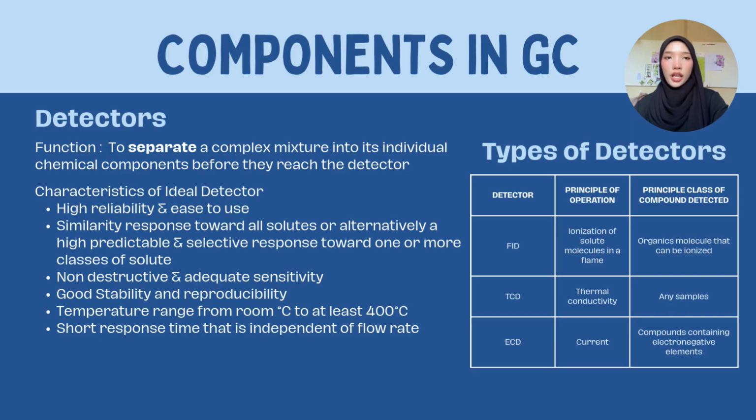The first one is FID. The most common for organics, it uses a flame to ionize molecules. Next is TCD, a universal detector that measures changes in thermal conductivity. And the last one is ECD, a specialized tool for detecting electronegative elements like halogens. By the time the sample hits the detector, we have successfully turned a messy mixture into clear, actionable data.